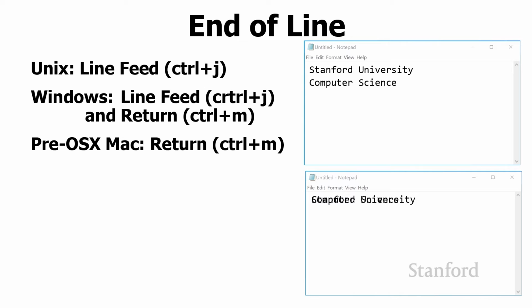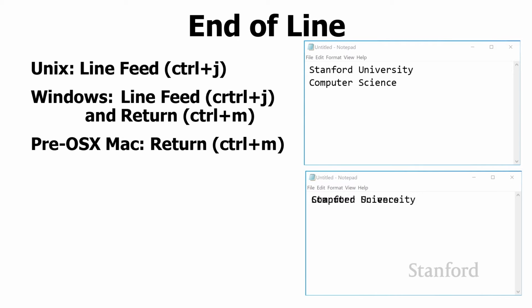This can lead to odd situations. I've seen editors where a standard text file written on one operating system, you open it on a different operating system and it looks like garbage. So let's take a look at how this might work. On the top here, we have a text file that's been created on the Macintosh. And when viewed on the Macintosh, we've got the line Stanford University followed by the Control M, which is the pre-OS X Macintosh version of the end of line, followed by computer science.